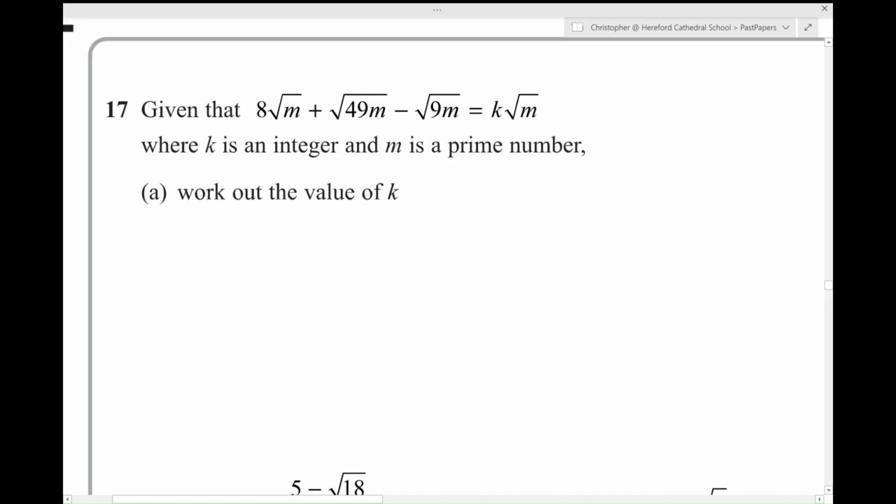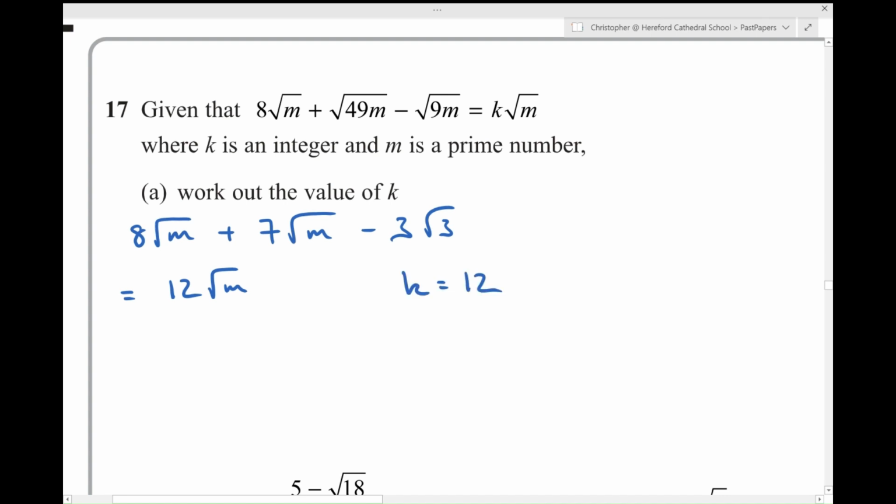Question 17a. Right, so I've got 8 root m plus, well, root 49m is 7 root m, minus root 9m is 3 root m. So what does that equal? That's 12 root m. So k must be 12. And that is 17a done.